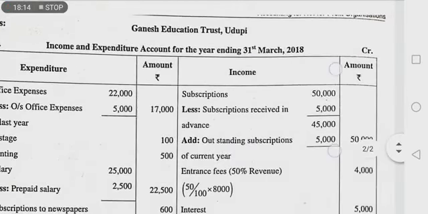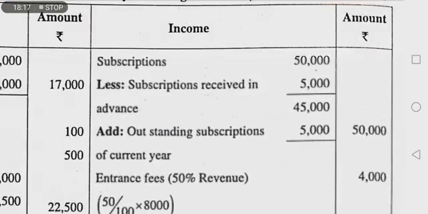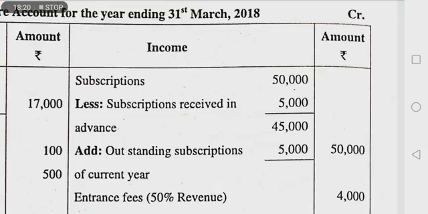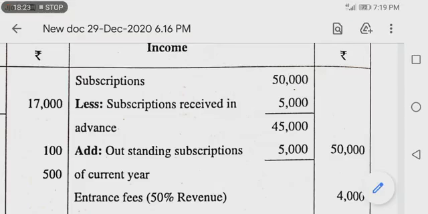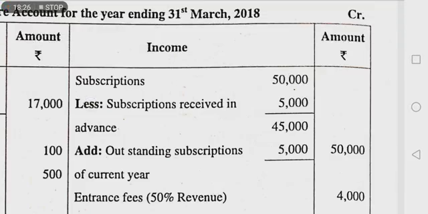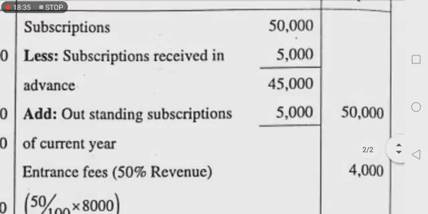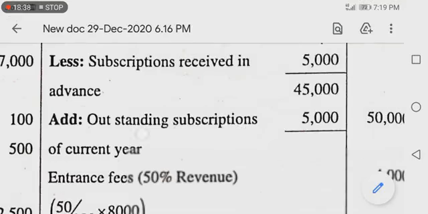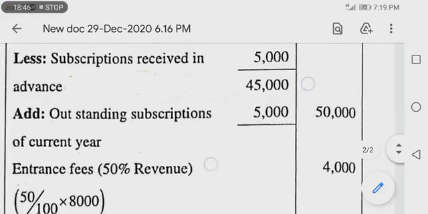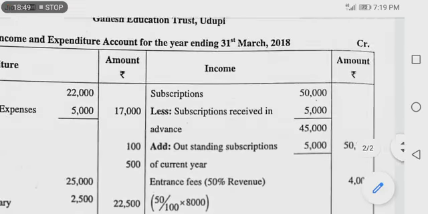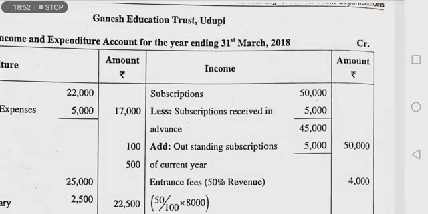You just look at the income side, how we adjusted. At first we have written the subscription actual amount given in the receipt side, that is 50,000. Later we have deducted less subscription received in advance, that belongs to next year. We have deducted it as it does not belong to this year, and the available balance is 45,000. Now once again we have to add the outstanding subscription given in adjustment number 1, that is 5,000. Actually it belongs to the current year, so the total amount to be written under the main amount column is 50,000. So this is how the adjustment should be done regarding subscription.